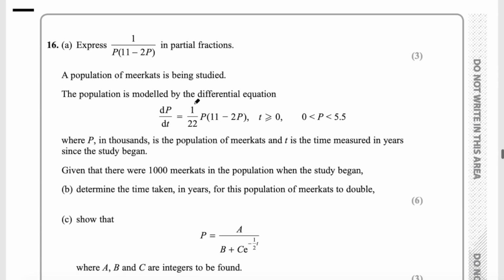The population is modeled by the differential equation dp over dt equals 1 over 22 multiplied by p multiplied by (11 minus 2p), where t is greater than 0 and p is between 0 and 5.5, where p in thousands is the population of meerkats and t is the time measured in years since the study began. Given that there were 1,000 meerkats in the population when the study began, Part B says determine the time taken in years for this population of meerkats to double.